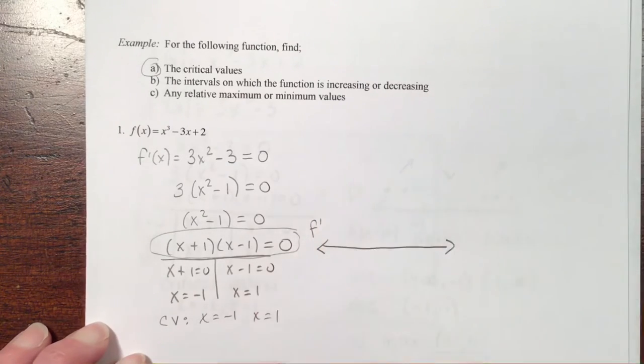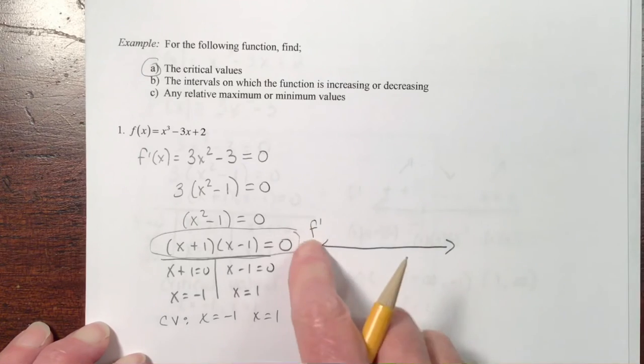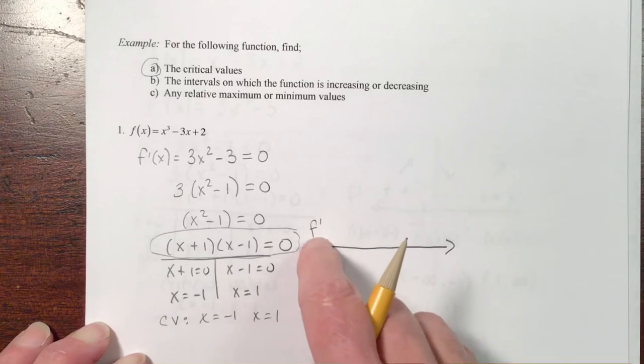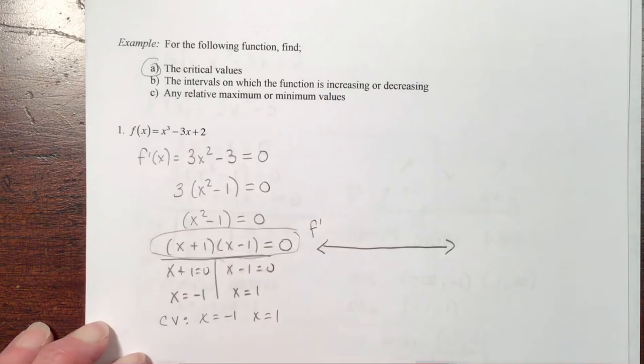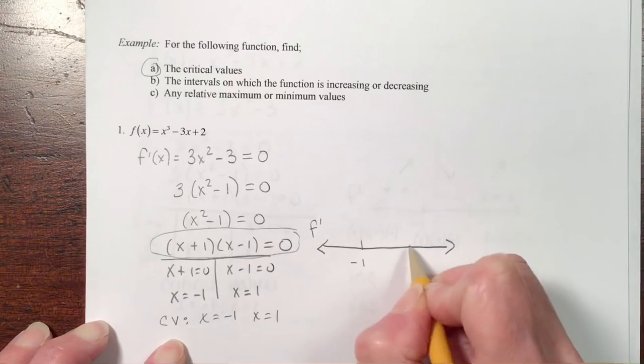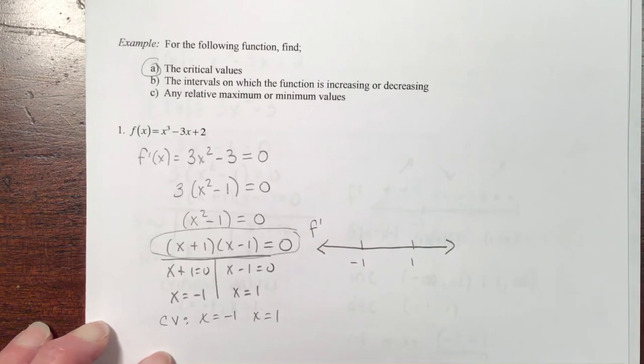I'm also going to be real careful about labeling my number line. I'm testing in this function, not the original. The original gives me points on the curve. This gives me the value of the derivative. My numbers that go on my number line are -1 and 1.